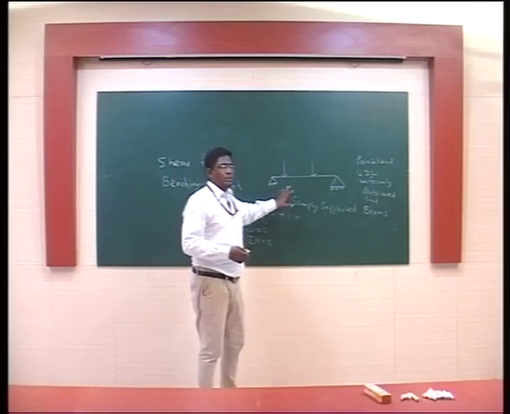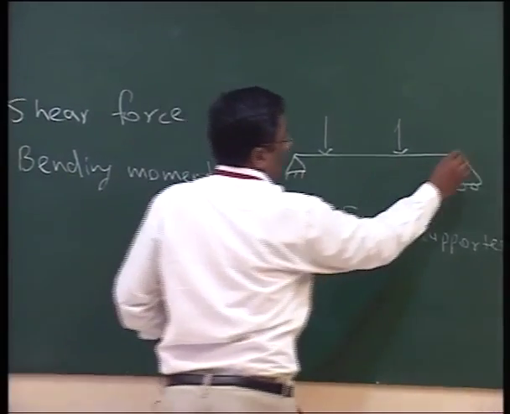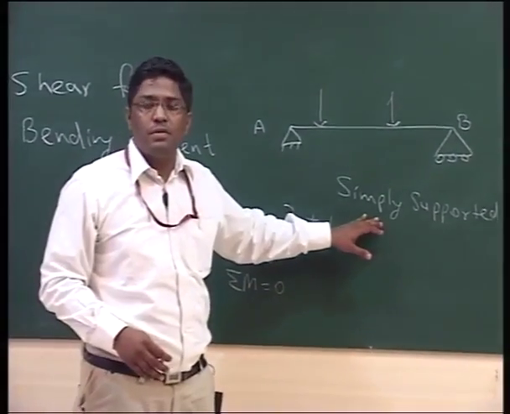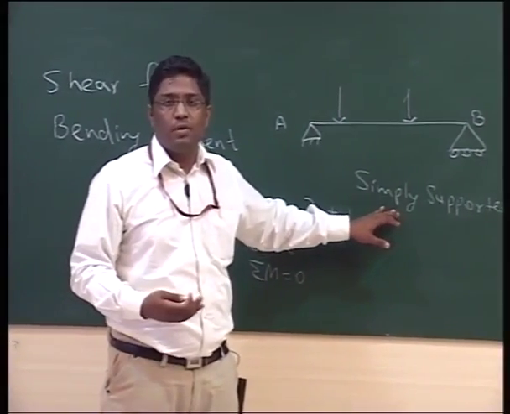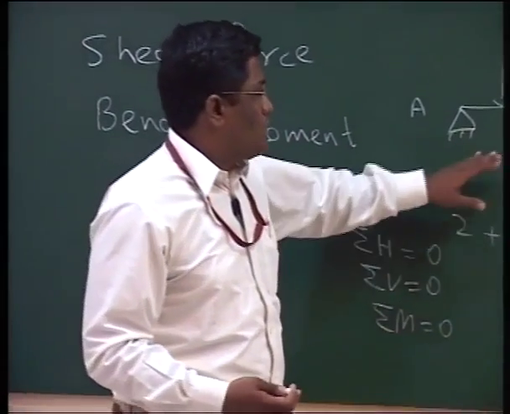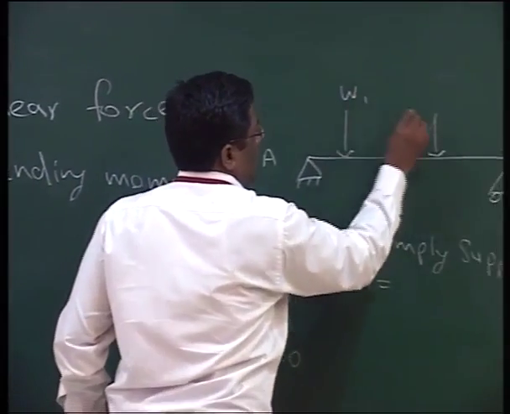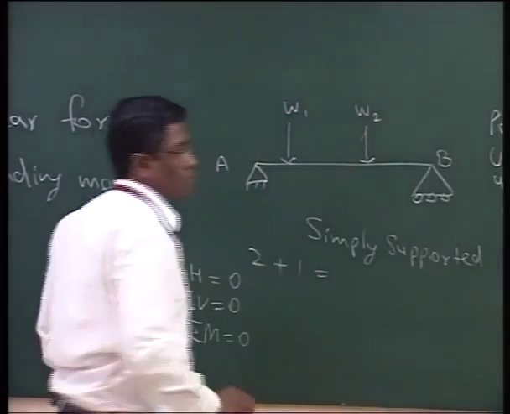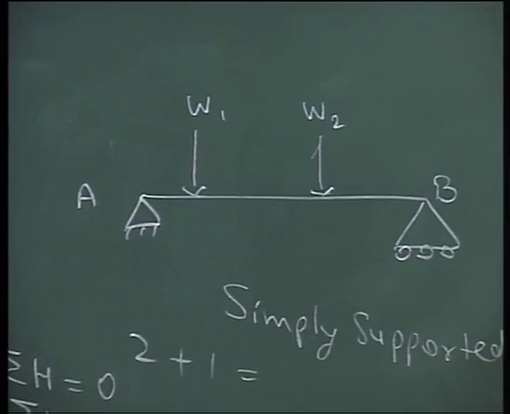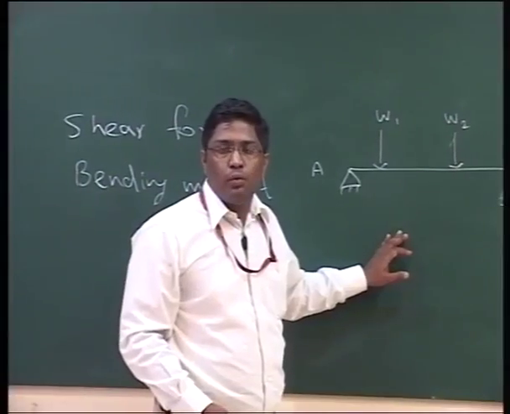Now we come back to this particular beam. This beam is known as the beam AB, and as I defined, this type of beam is known as a simply supported beam, because one support is fixed and one support is hinge. Now this beam is subjected to 2 point loads, W1 and W2. Now we actually analyze this beam.